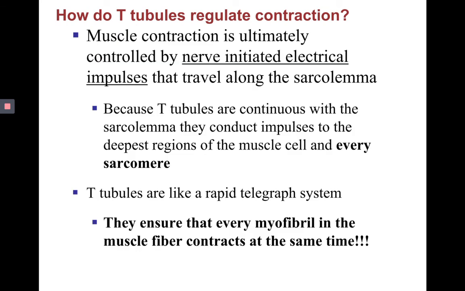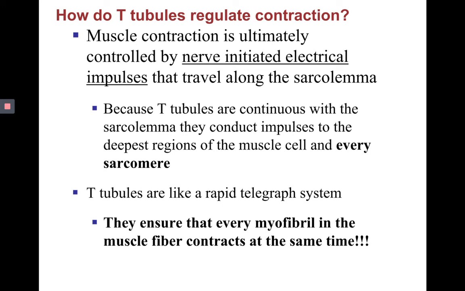So let's even talk more about that. How do T-tubules regulate contraction? Well, ultimately, we got to start with a nerve-initiated electrical impulse, specifically for skeletal muscle. So we're going to be talking about somatic nervous system control, which uses motor neurons. And motor neurons will communicate with skeletal muscles, and they will have their own electrical signal that they'll then pass on to the sarcolemma of a skeletal muscle fiber.